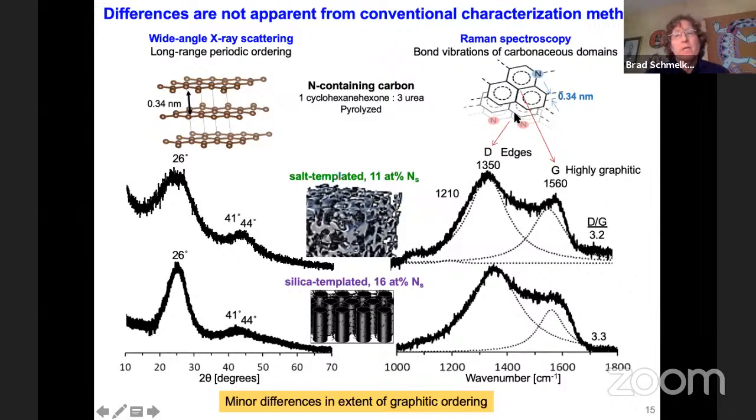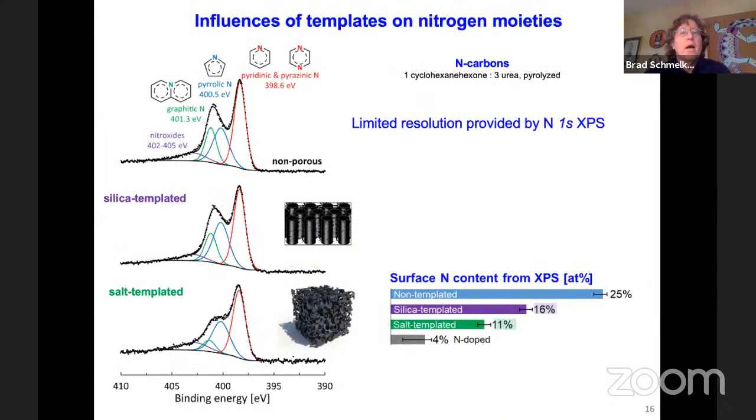Raman spectroscopy is sensitive to the bond vibrations of these carbonaceous domains, and you have these D bands and these G bands, which are associated with edges or highly graphitic structures, and they're about the same for both of them. So that's not different enough to account for these big electrochemical property differences. So there are minor differences in the extent of graphitic ordering, but not enough to account for the differences. We do see some minor differences in the XPS.